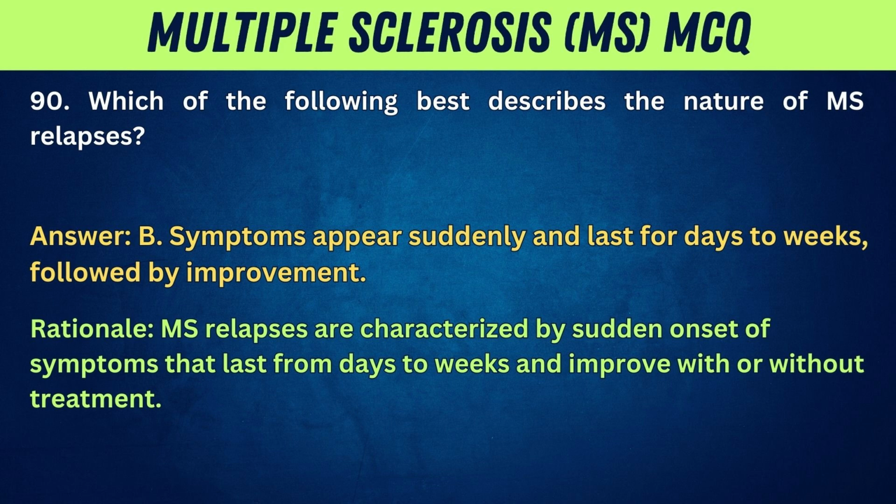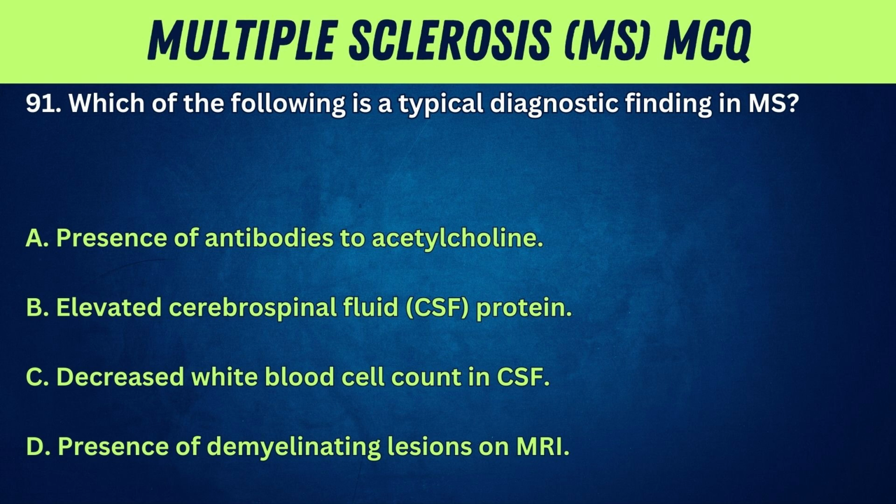Rationale. MS relapses are characterized by sudden onset of symptoms that last from days to weeks and improve with or without treatment. 91. Which of the following is a typical diagnostic finding in MS?